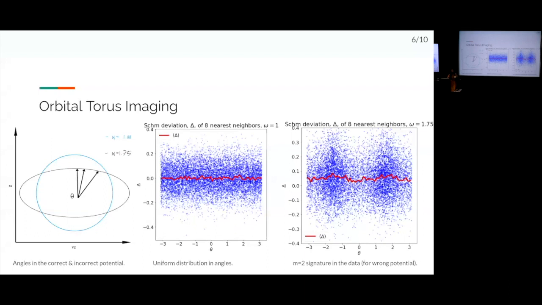So in the middle panel, what's on the y-axis is the Schmedellicity deviation, which I've defined to be the Schmedellicity of a star minus the mean Schmedellicity of its 8 nearest neighbors in actions. And that's plotted against theta, which are angles, and you'll see it's a flat, uniform distribution in the correct potential. Compare that to the analogous plot on the right for the incorrect potential, in which we see a clear m=2 signal in the data.